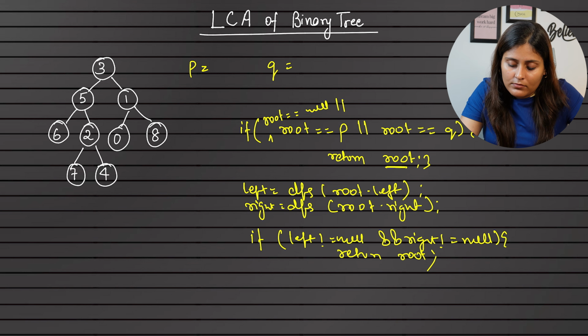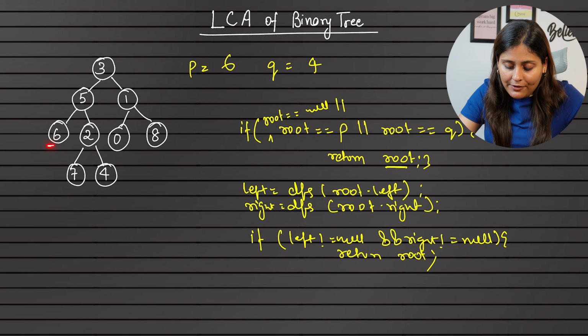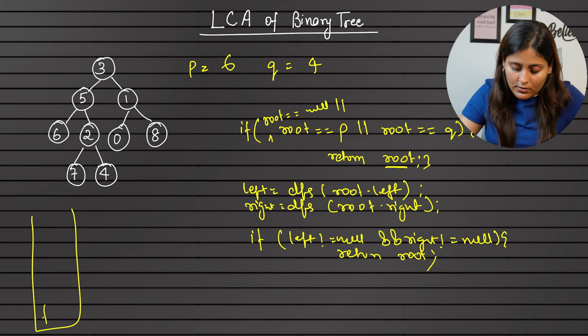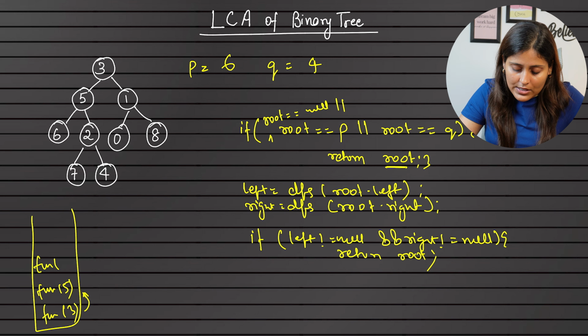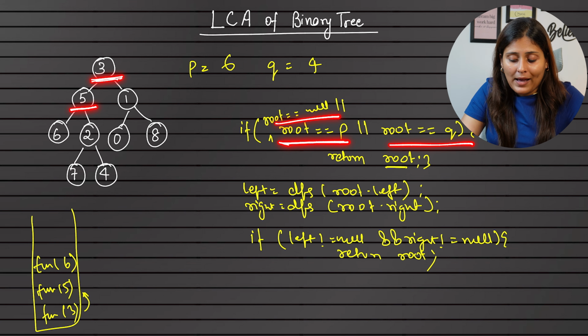Now let's think for 6 and 4. Let's see how it works. So what do you think for 6 and 4? What will be the common parent? Can I say 5? Okay. So now in the stack call, we'll save the function for 3. From 3 we'll go to function 5 on the left side, correct? Now again we'll go to function 6. Why will we go? Because at all steps we check that root is not null. Yes, it is not null. Is root matching with P? No. Is root matching with Q? No. So 3 and 5 have not matched with 6 and 4.